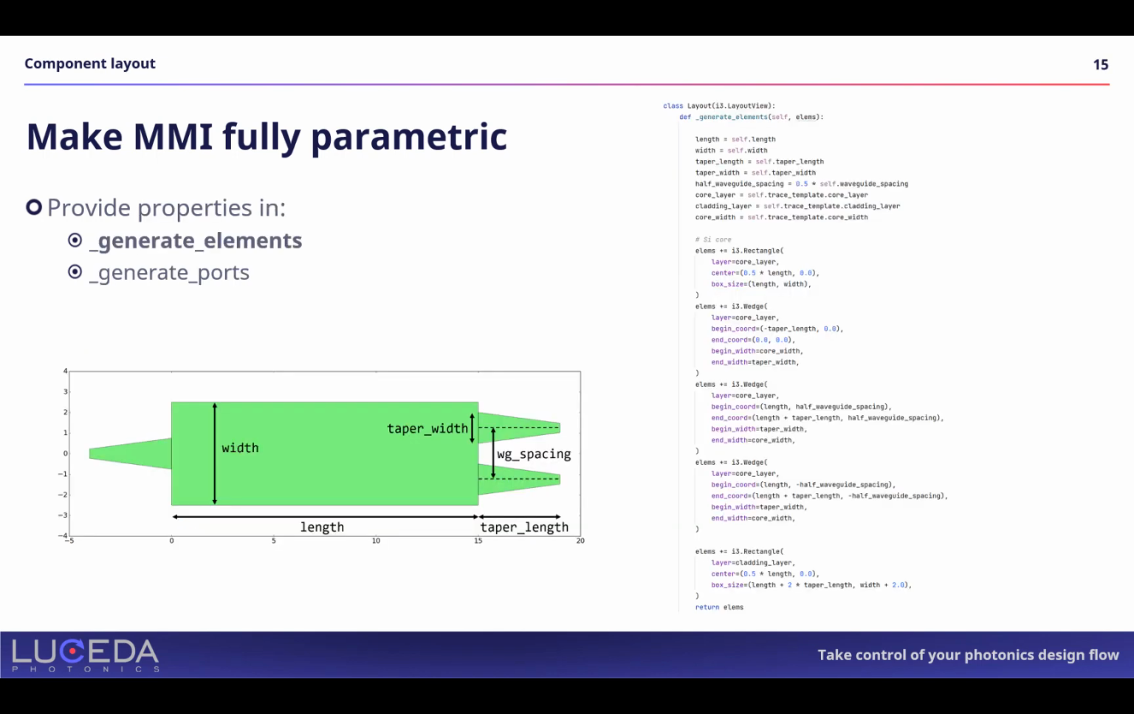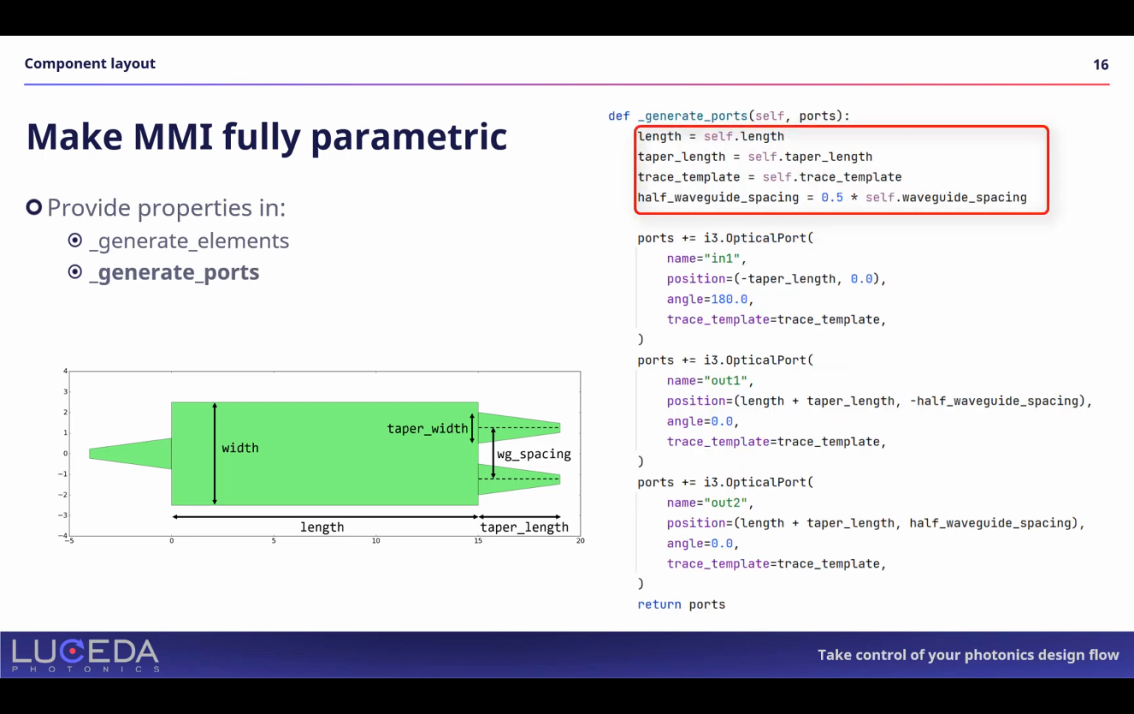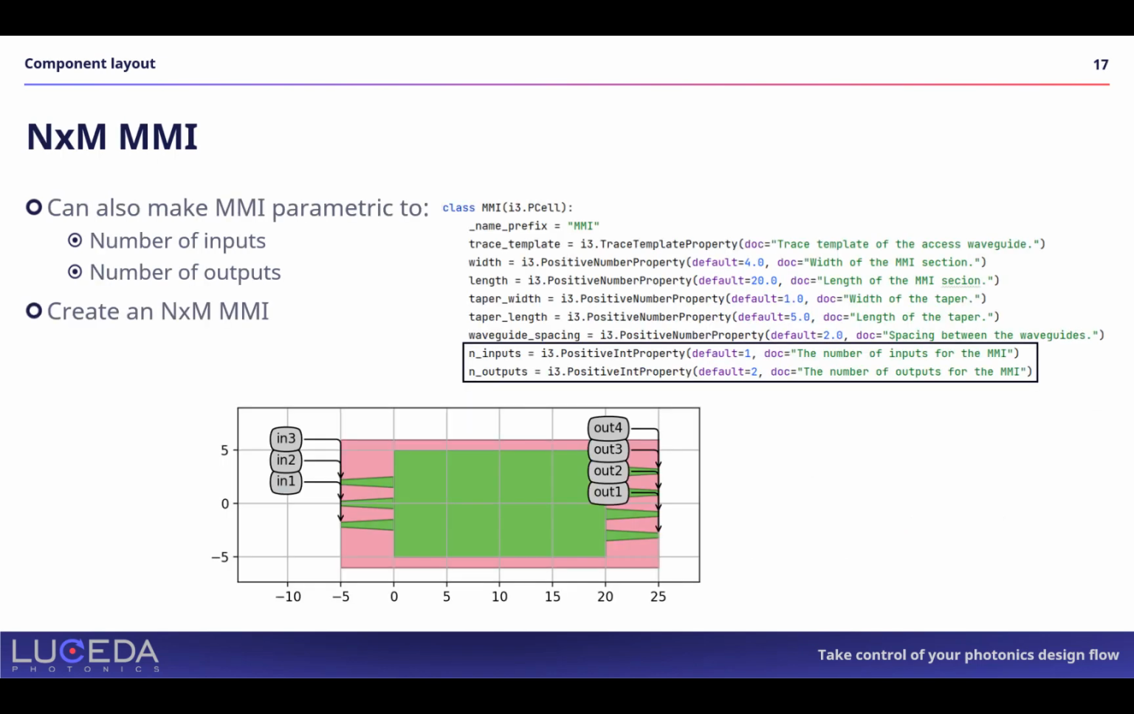We can now list these properties in our generateElements function instead of the hard-coded values. We can do the same for the elements in generatePorts. So let's go even further and make the number of inputs and outputs of our MMI parametric. By using for loops, you can loop over each input and output and create tapers and ports for them. You can see in this code example what it looks like.